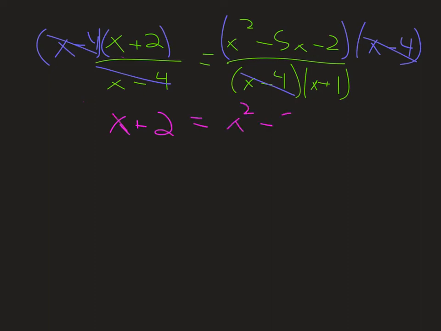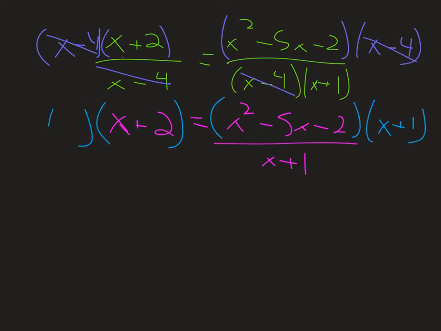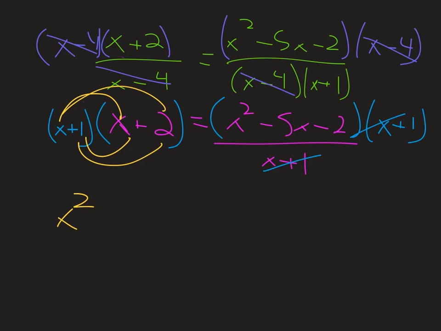X squared minus 5x minus 2 over x plus 1. Okay, so that x plus 1, I'd like it to go. So let's go ahead and multiply by x plus 1. And don't forget, do it on the other side because that would be illegal otherwise. Cross those out. Now, on the left side, we better distribute pew, pew, and distribute pew, pew. So that's going to give us x squared plus 2x plus 1x, so plus 3x plus 2. That equals x squared minus 5x minus 2.